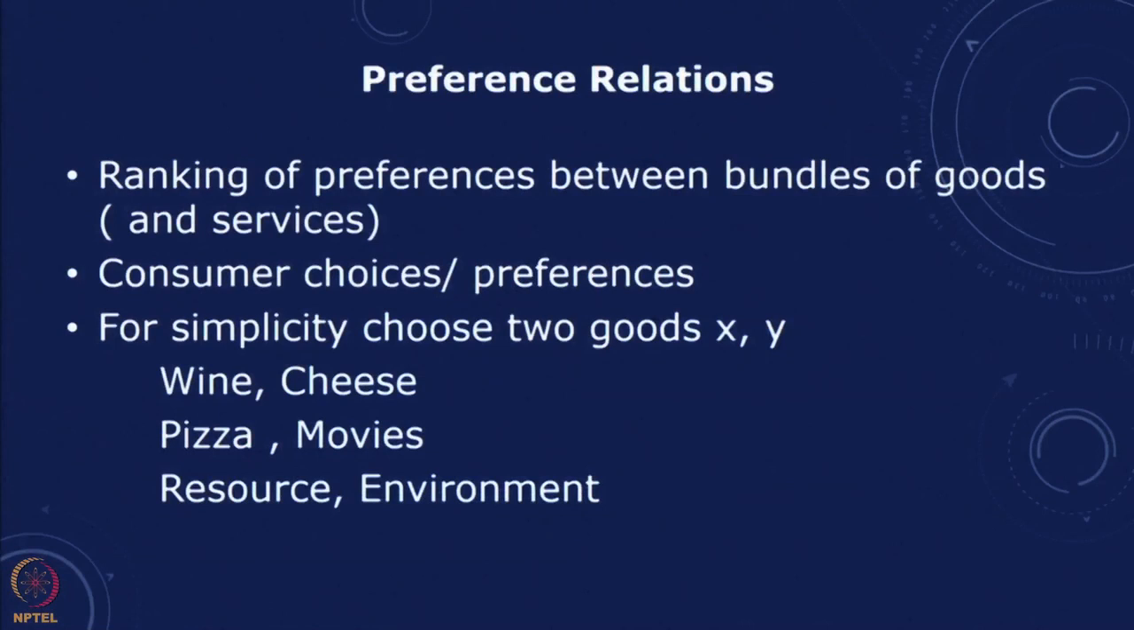So for simplicity, let us look at two goods, X and Y. These goods could be wine and cheese. That is the example which is taken in the book by Kolstad on environmental economics. Pizzas and movies, you will see if you look at different kinds of lectures which are available, people are talking of pizzas and movies, and sometimes when you have a fixed amount of money which you want to spend and you want to see the movies, or you want to have a pizza, or you want to do both, and we look at that. And in a similar fashion, we take these two goods as things that we can relate to, but we can translate that finally to resources, energy use, and environment.